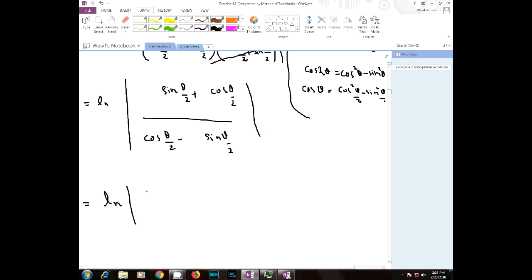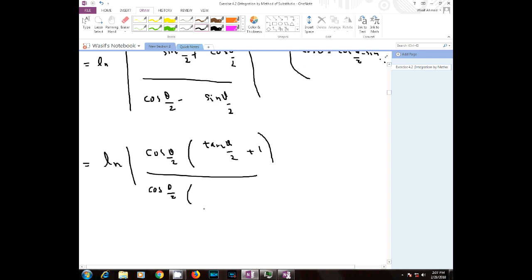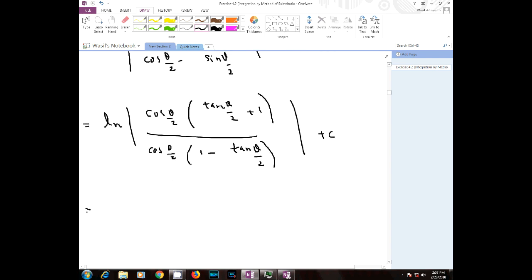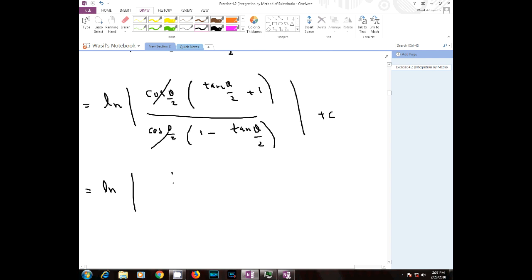Natural log of, take cos theta by 2 as common from the numerator, then you might get sine theta divided by cos theta, that is tan theta divided by 2 and plus 1. Similarly, you have to take cos theta divided by 2 common from the denominator, and you might get 1 minus tan theta divided by 2 plus the constant of integration. Natural log of cos theta and cos theta get cancelled.